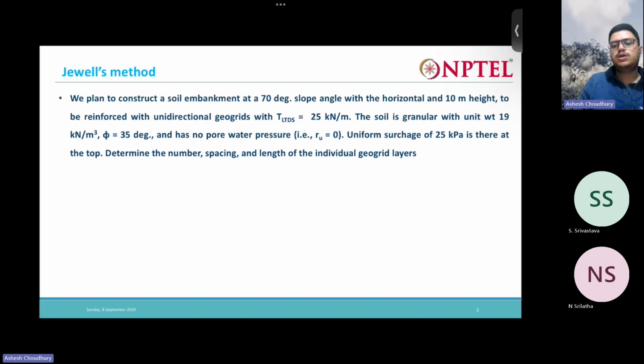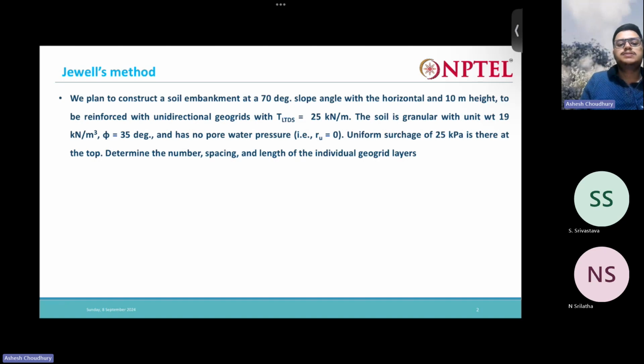The soil is granular with unit weight 19 kilonewton per meter cube. The friction angle of the soil is 35 degrees and it has no pore pressure. Yesterday also we solved a problem of similar conditions where we did not consider pore pressure, so Ru is 0. In today's problem also we will be taking Ru is 0. A uniform surcharge of 25 kPa is there at the top. So extra here is that there is a surcharge of 25 kPa.